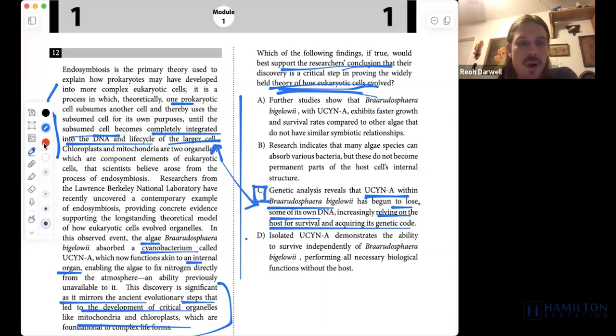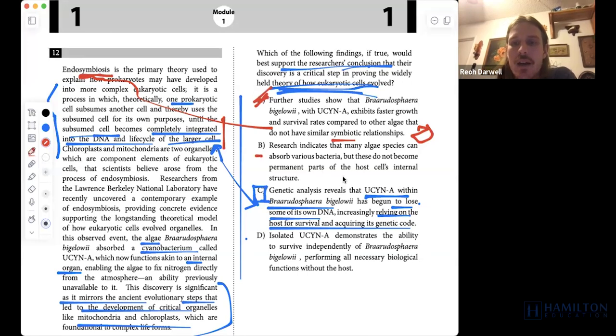Let's make sense of why these other ones are wrong, okay? Symbiotic relationships is sort of a baggage distractor here. We're not actually talking about symbiotic relationships really, even though we do have the symbiosis term here, right? But what would prove this earlier theory is here, not about symbiosis, right? If it's just used symbiotically, it might not prove that this led to organelles and eukaryotic cell development.